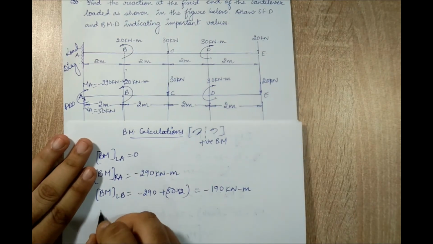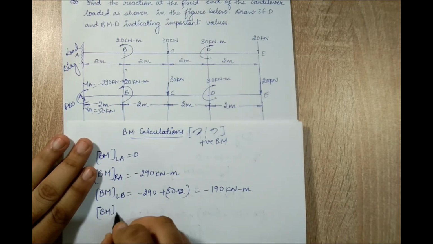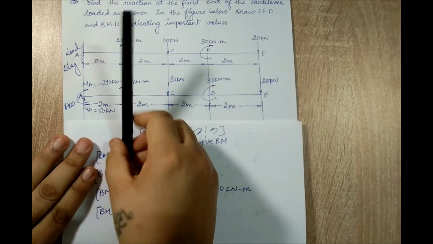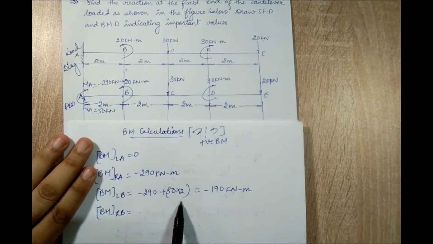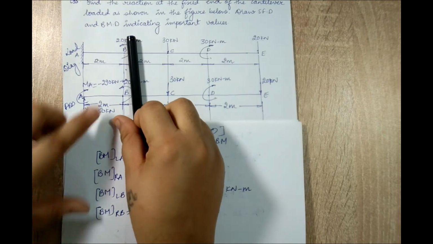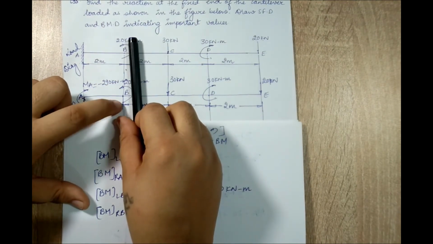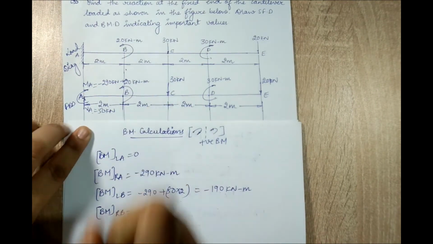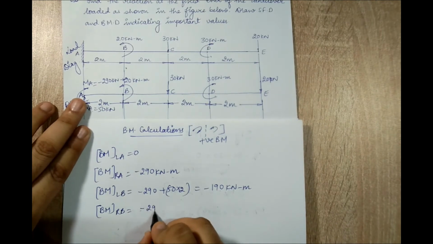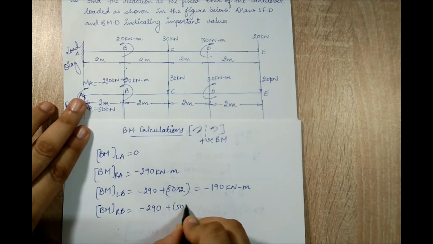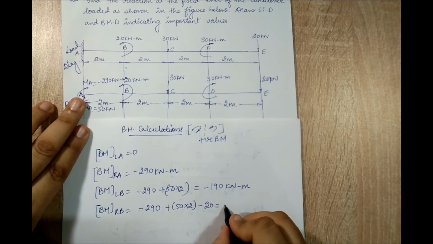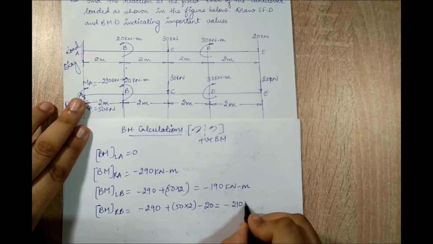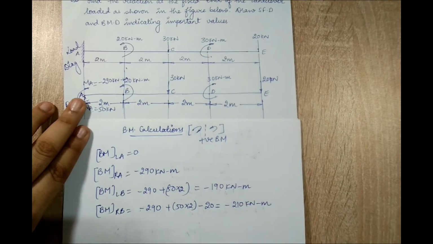Next I'll calculate bending moment to the right of B. When I go a little ahead of B, apart from these two which you have seen standing at B, this 20 kilonewton also becomes visible, which is going anti-clockwise. So I'll write down minus 290 plus 50 into 2 and minus 20. So I get the value as minus 210 kilonewton meter.